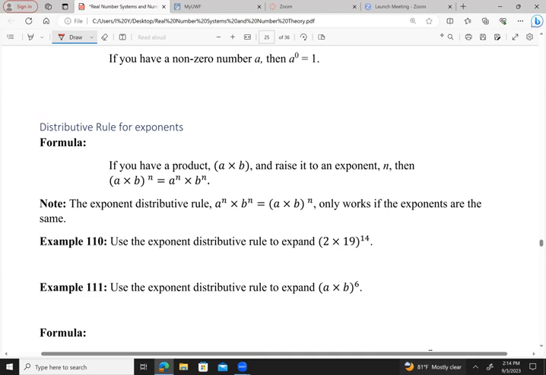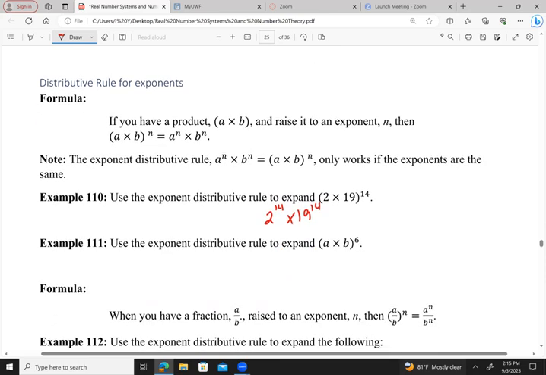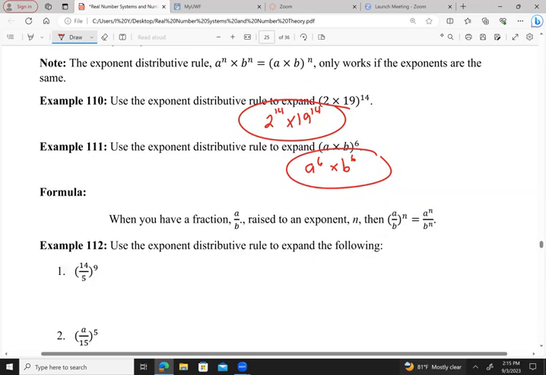So use the exponent distributive rule to expand 2 times 19 to the 14th. Well, this is simply 2 to the 14th times 19 to the 14th. And expand a times b to the 6th. Well, it's simply a to the 6th times b to the 6th. Okay, now, when you have a fraction, a over b, raised to an exponent n, then a over b to the n is equal to a to the n over b to the n.